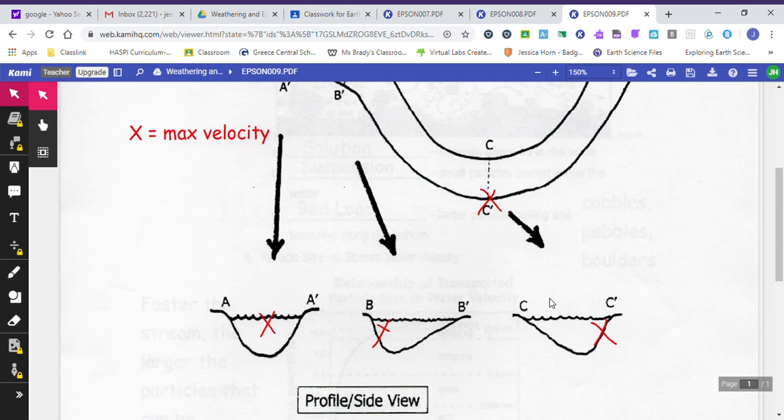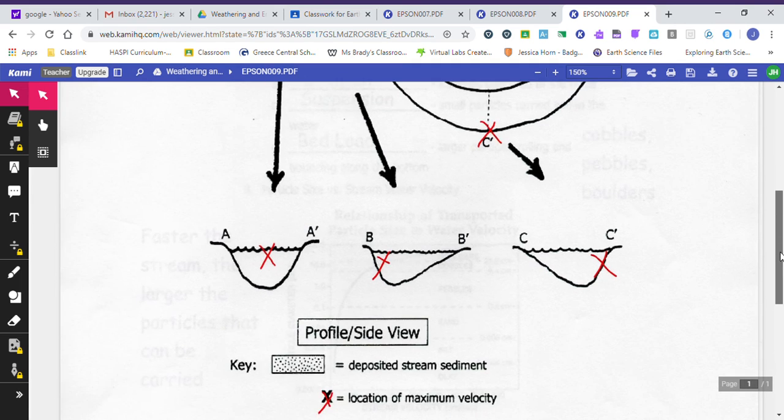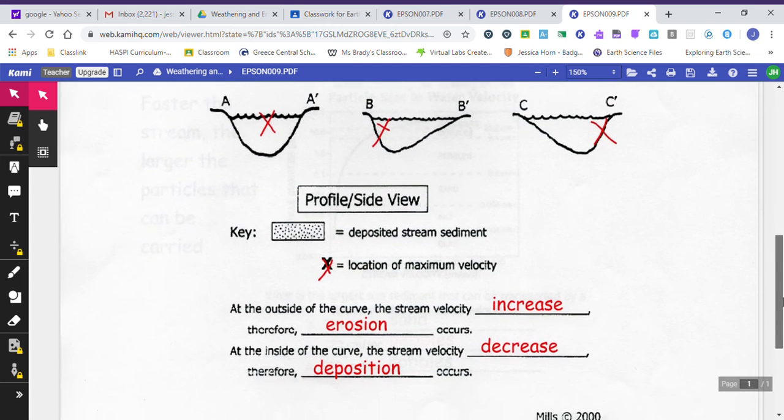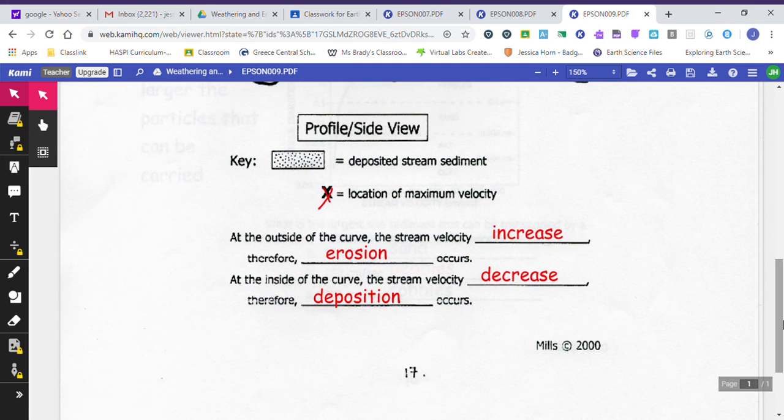And then on line C, again, here's the outer part of the curve. So I put my X over there, really shallow over here. If I'm going to build a house, I'd want to build it on the slow and shallow side because it will not erode away. All right, a couple sentences to finish it up today.